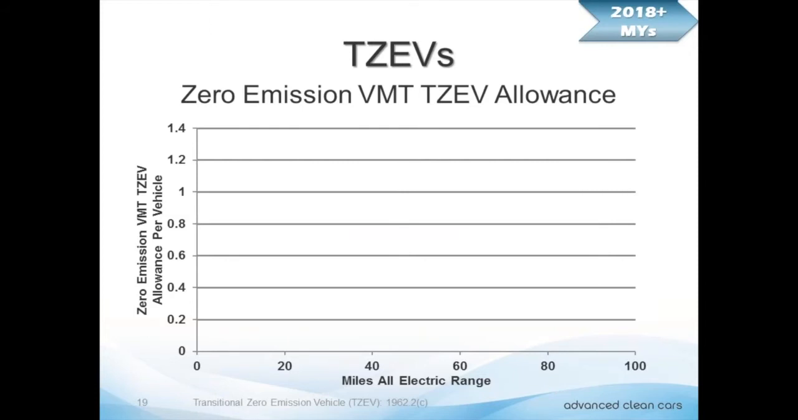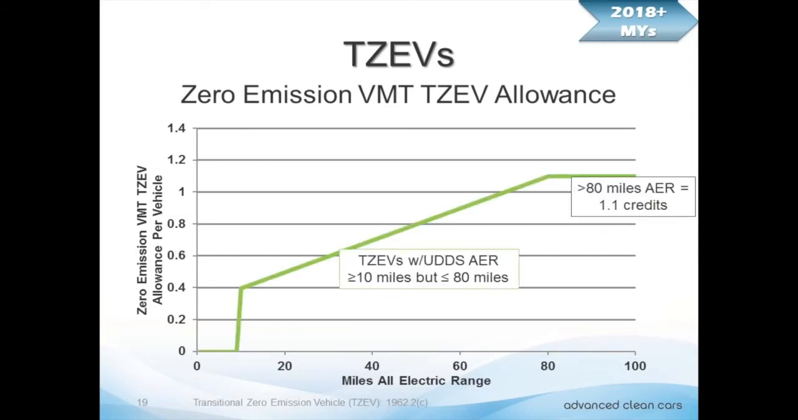For vehicles with an AER between 10 and 80 miles, the credit values are based on the equation I showed you on the previous page. These vehicles can earn between 0.4 credits up to the credit cap of 1.1 credits. For example, the 2016 model year Hyundai Sonata PHEV is an example of a current TZEV that would fall within this credit range for 2018 and beyond.